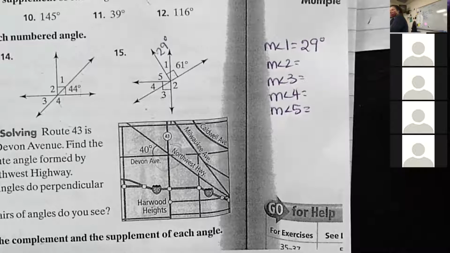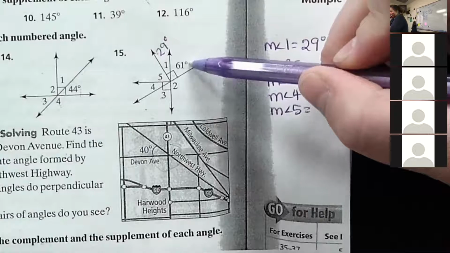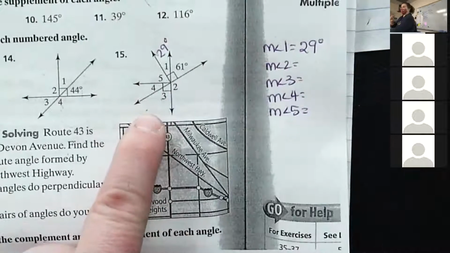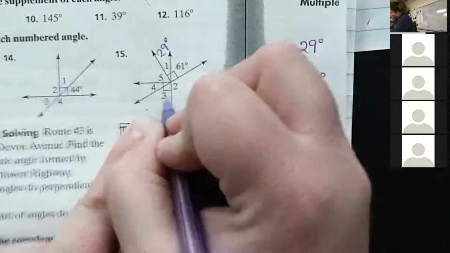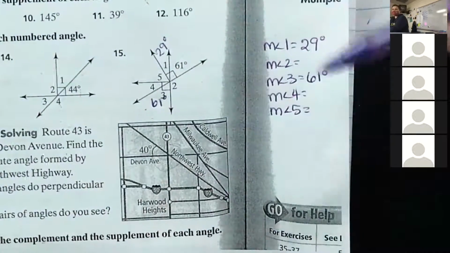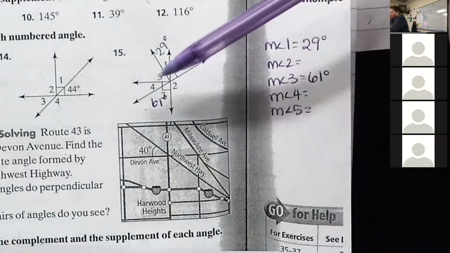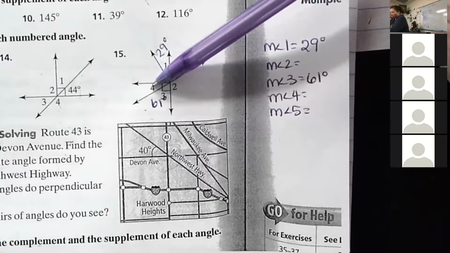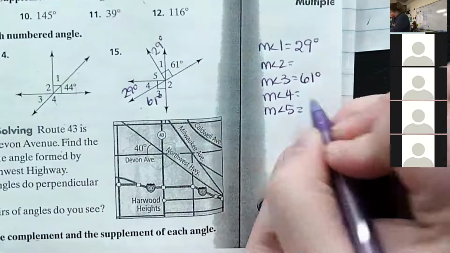Okay, now what? 3 is congruent to 61? Love it. Okay, I'm okay with that because they're what? They're opposite, they're vertical angles. So we'll say that, we know that. Okay, Jojo, what were you saying before that? 4 and 3 together make 90, so what's 4 gonna have to be? 29. Love it, so angle 4 is 29 degrees.